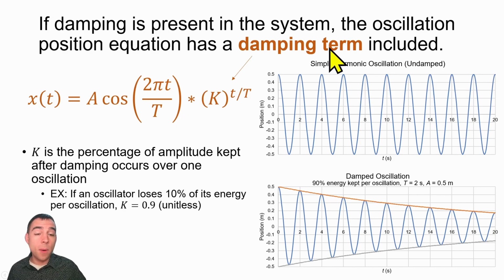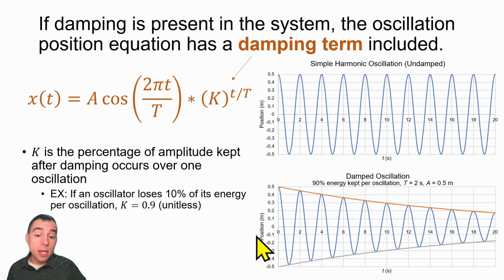So here you can see an example where we have an undamped simple harmonic oscillator. It has an amplitude of 0.5 meters and a period of 2 seconds. And this looks just like our standard cosine wave graph that we've seen for other oscillators. But if we have damping included, we have to include this damping term in our wave equation. This damping term tells you the percentage of amplitude kept every cycle. So if we keep 90% of our amplitude and we lose 10% every cycle, you would plug 0.9 in for this capital K. And it's just raised to the power of our current time over the period.